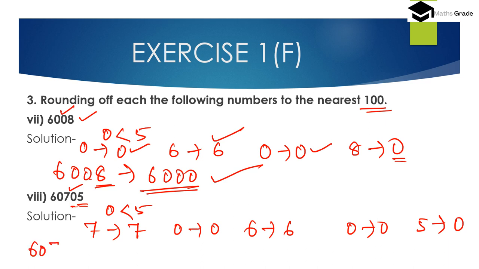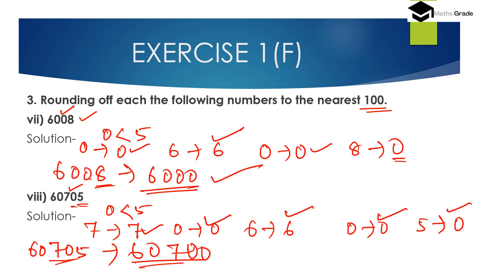Now 60,705 rounded up to the nearest 100 will be this 6, 0, 0, this 7, just write down 7 only, and this 0, 0, and this 5 changes to 0. Now it is 60,700. So 6008 rounded up to the nearest 100 is 6000, and 60,705 rounded up to the nearest 100 is 60,700.